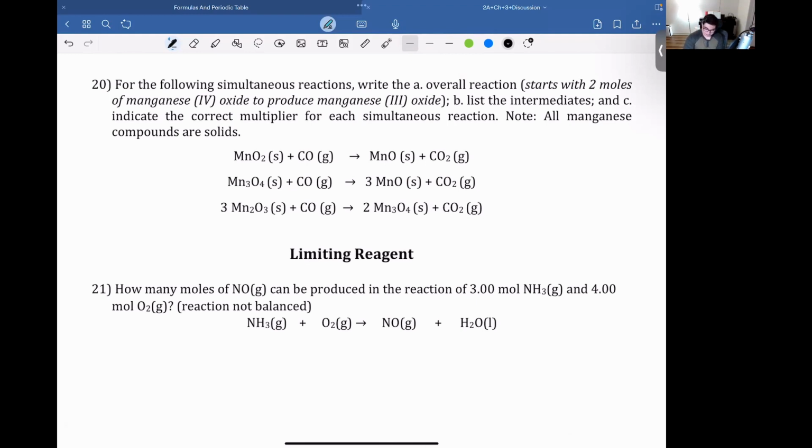20 says, for the following simultaneous reactions, write the overall reaction that starts with 2 moles of manganese 4 oxide to produce manganese 3 oxide. B, list the intermediates, and then C, indicate the correct multiplier for each simultaneous reaction. Note all manganese compounds are solids.